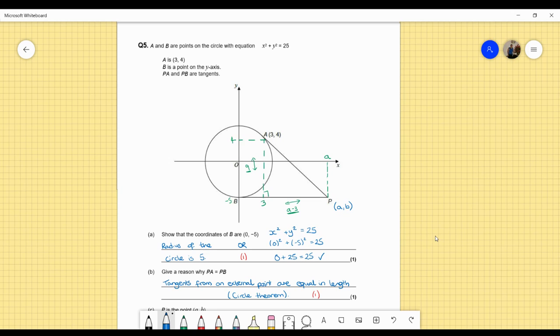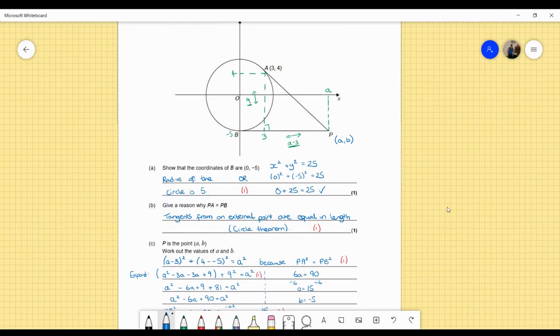And then part B, give a reason why PA is equal to PB. Well, you have two tangents from a common point, okay, so an external point, therefore they're equal in length. And that was one of the circle theorems that you had to learn. So they're just incorporating that within the equation of a circle question.